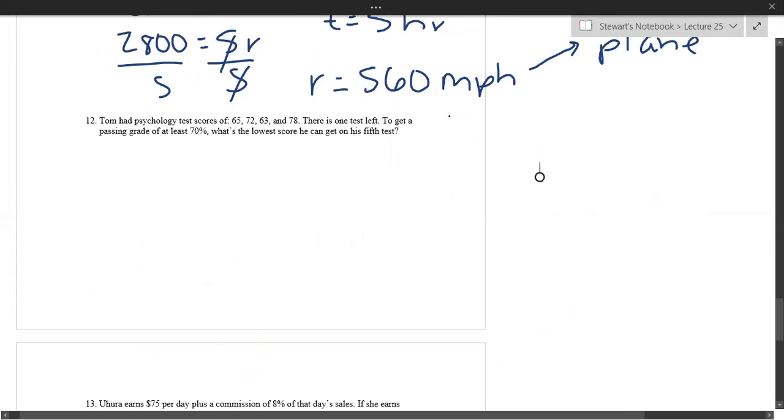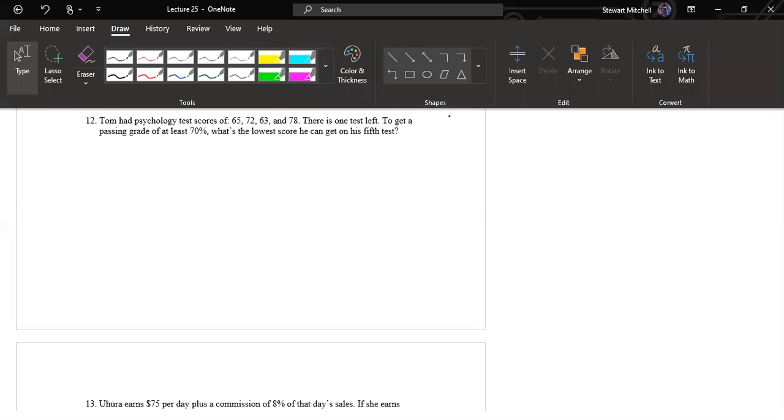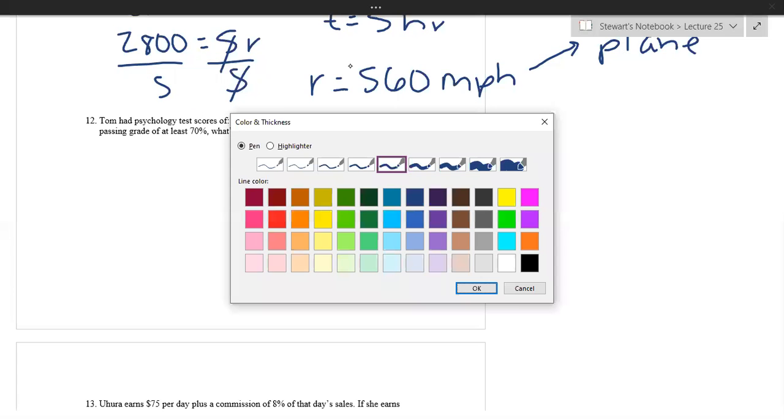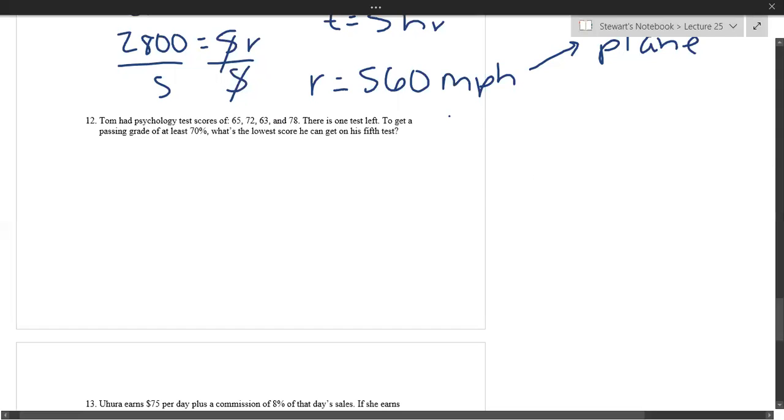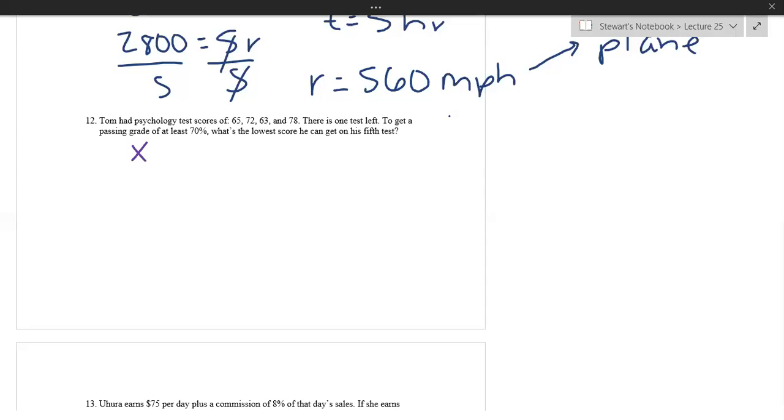Okay, so it says Tom had psychology test scores of 65, 72, 63, and 78. There is one test left. To get a passing grade of at least 70%, what's the lowest score that Tom can get on his 5th test? Okay. So his passing grade is made up of the average of all the tests. So what we know is the percentages that he's gotten on the last 4, and he has 1 left. So let's call the unknown test X. And so we also know he needs to end up with 70.